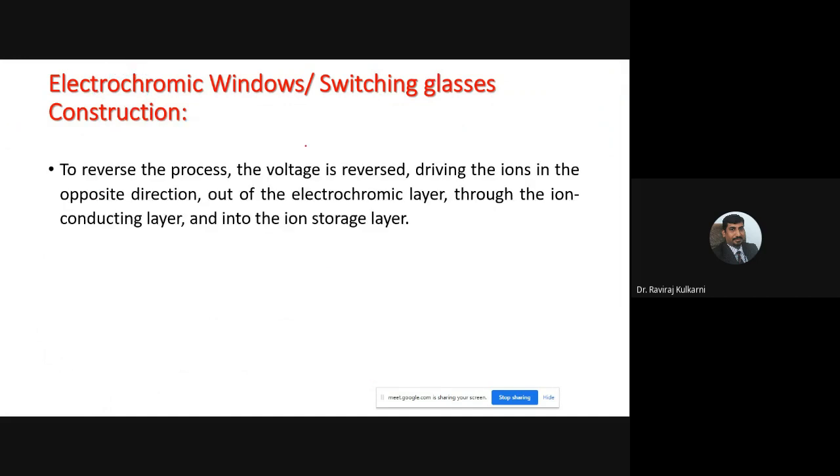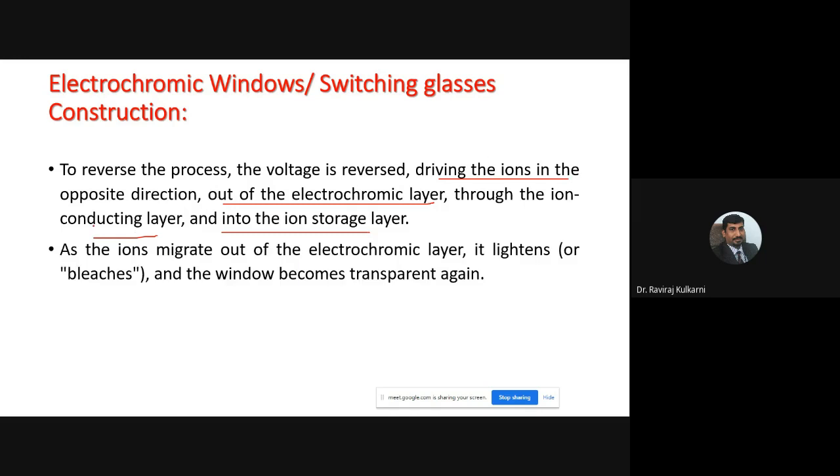To reverse the process, the voltage is reversed, driving the ions in the opposite direction, out of the electrochromic layer through the ion conducting layer into the ion storage layer. As the ions migrate out of the electrochromic layer, it lightens, which we call the bleaching effect. The window becomes transparent again.